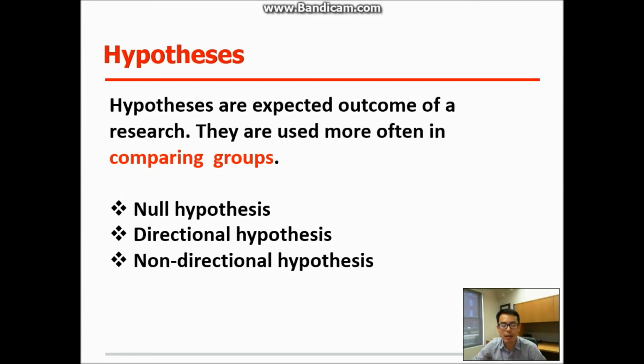We only do hypotheses when there are two groups, such as female and male. We would say male will have a better academic performance than female students. And those are your guess, and the guess will become your hypothesis. And normally there are 3 types of hypothesis called null hypothesis, directional hypothesis, and non-directional hypothesis.